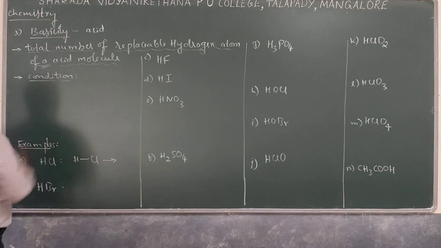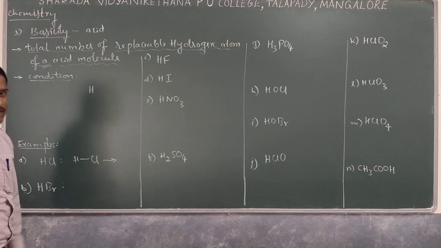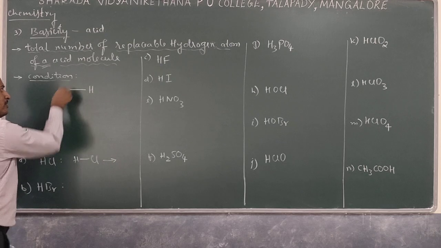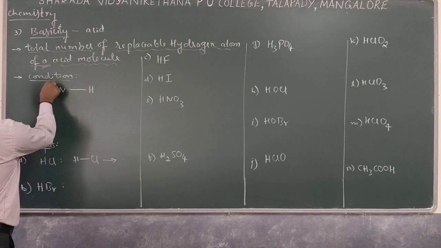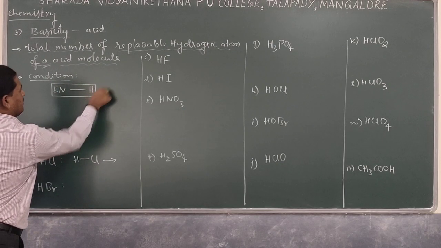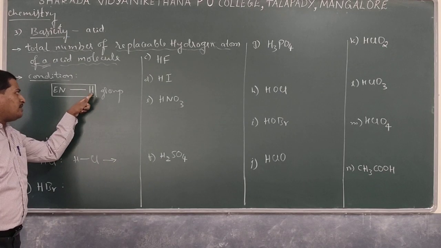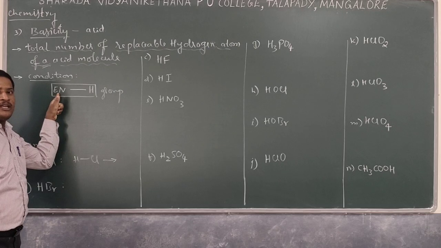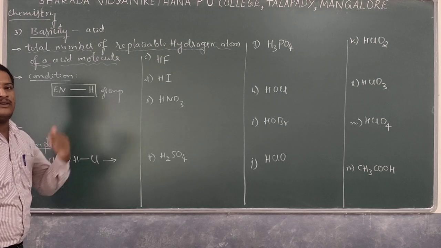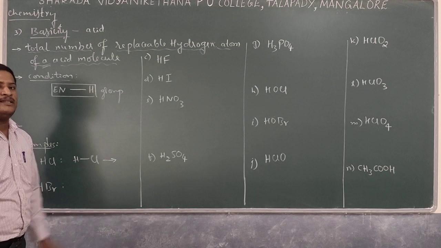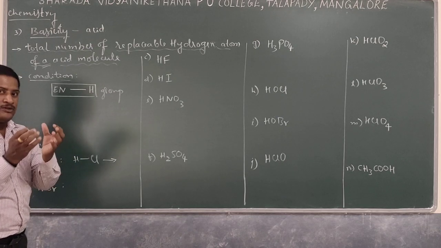What is the condition for basicity? How do we find it out? It is very simple. There must be the presence of a hydrogen atom, and that should be directly bonded, linked, to an electronegative element. This is the condition. If such groups are present, then one can easily find the basicity of that particular acid molecule. So the hydrogen atom should be bonded directly to an electronegative element. What is this electronegative element? According to the periodic table, or the periodicity property, electronegativity is the tendency of a bonded atom to attract the bonded electrons towards itself.